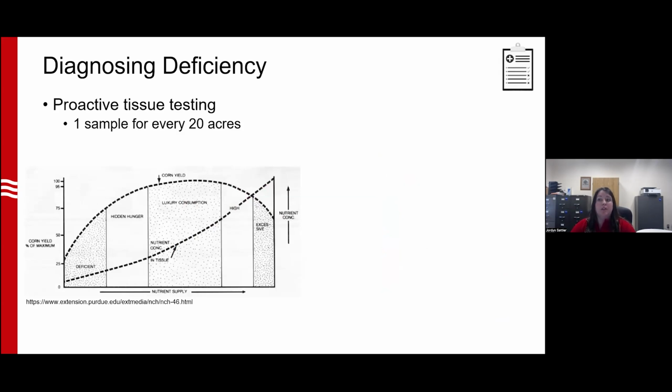Some agronomists and farmers prefer to take a more proactive approach and will take tissue samples before deficiency symptoms are actually visible. This is because by the time symptoms are visible, there's already yield loss happening in that crop. At that point, it may only reach up to 75% of its yield potential. So they're looking for what we call the hidden hunger. This is where nutrient supply is at a level where deficiency symptoms aren't visible, but the crop is coasting by on what it's got available, and it could still use more in order to reach its full potential.